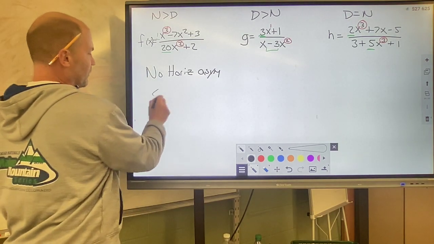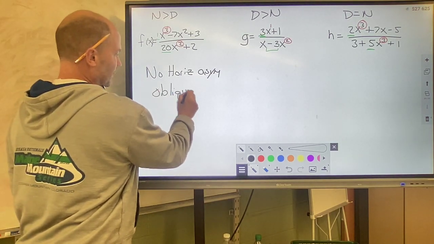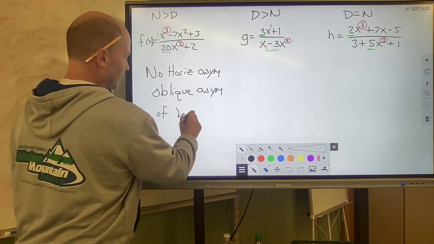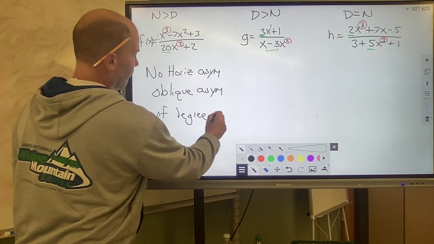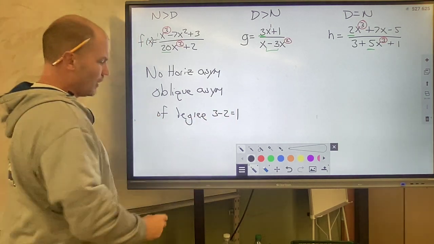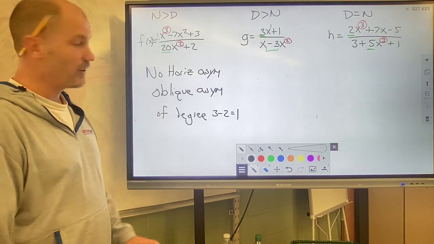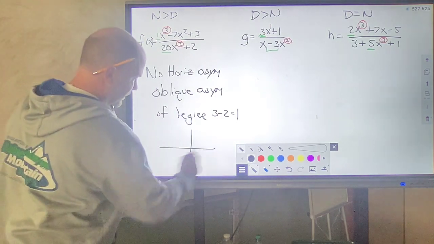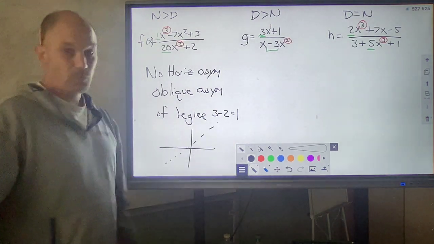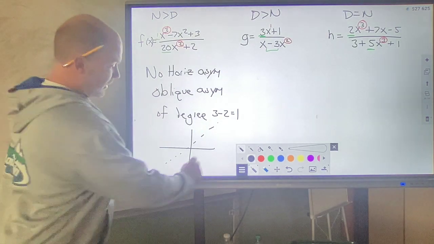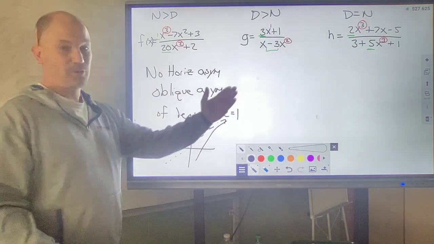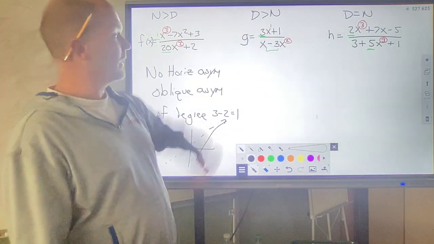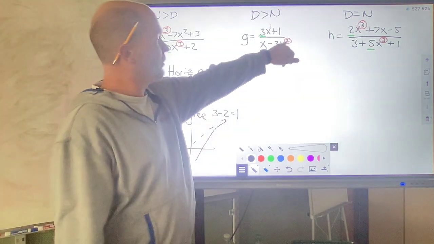And there is an oblique asymptote of degree 3 minus 2, which is 1. So that means that basically we are going to have an oblique asymptote, which means, although we haven't talked about it yet, degree 1 is a straight line. So then our function off towards infinity is going to approach that straight line, but it's still going up towards infinity.